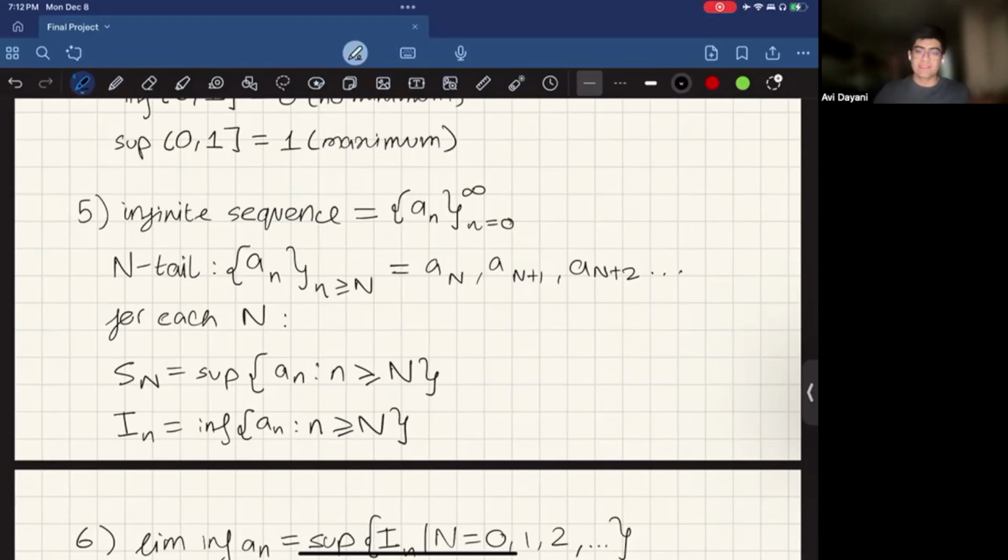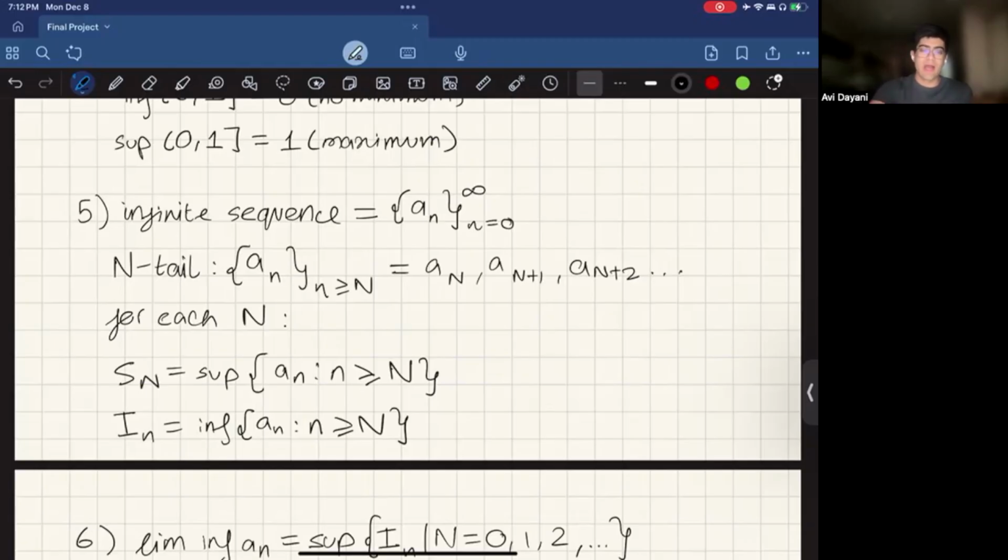So in this scenario, S_N is the supremum of the N tail, and I_N is the infimum of this N tail. So the limit inferior and the limit superior, as per these definitions, are: the limit inferior is the greatest number that is below almost all terms of the sequence, and the limit superior is the smallest number that is above almost all terms of the sequence. This goes ahead and proves an important theorem from class, which is that lim inf of a_n must equal lim sup of a_n for there to be convergence.